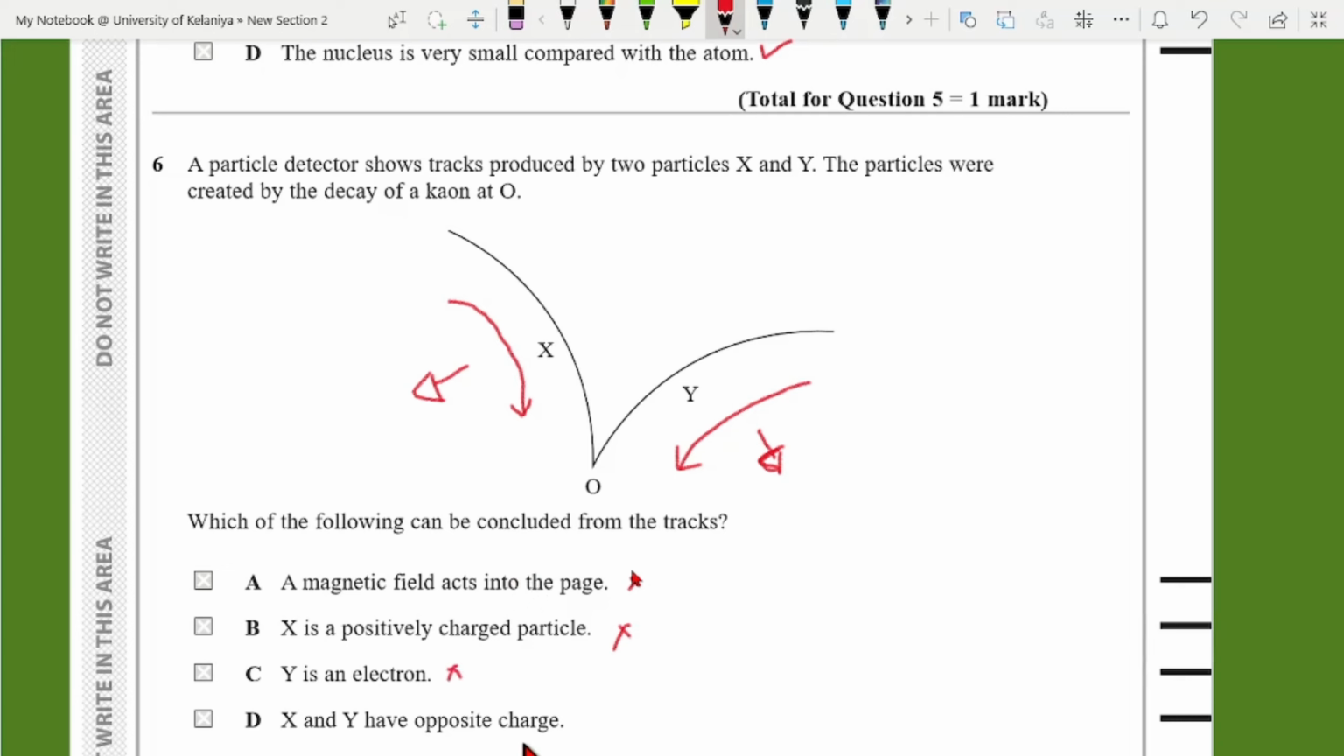X and Y have opposite charges. Yes, they should have opposite charges, because if you place the left hand rule for X, you can clearly see that they are moving toward this direction, and in Y they are moving towards this direction, so they should have opposite charges, right? Okay.